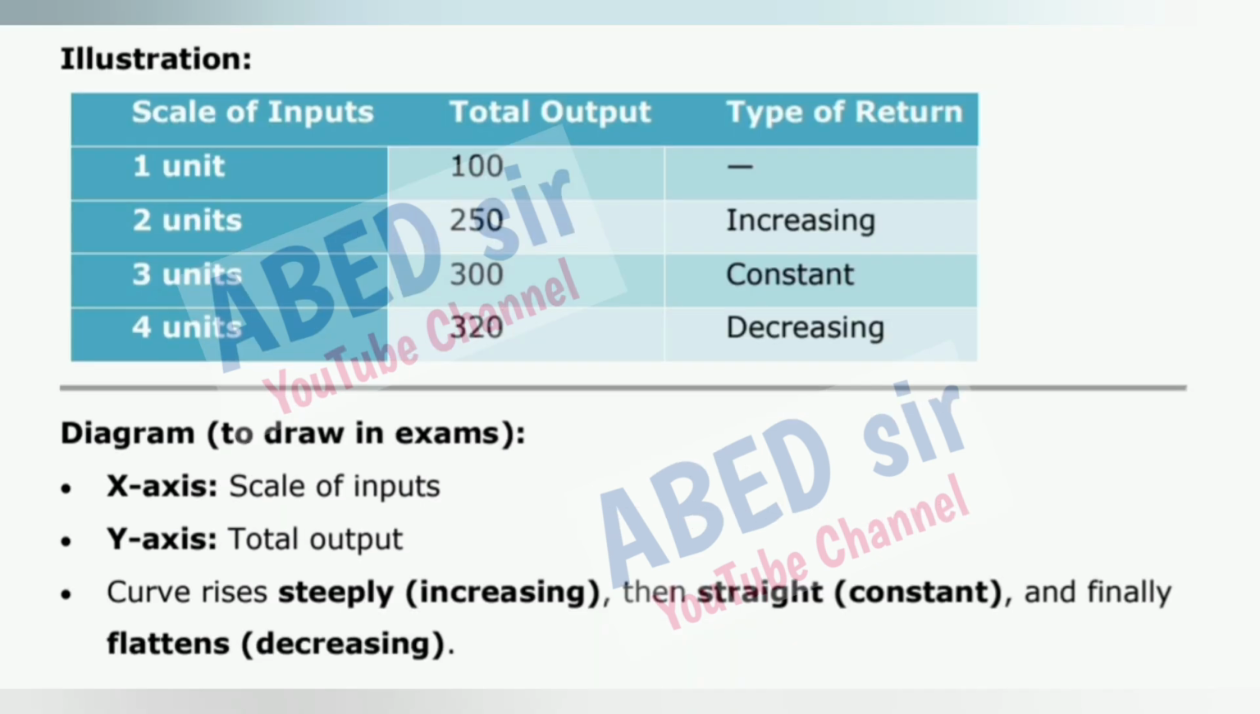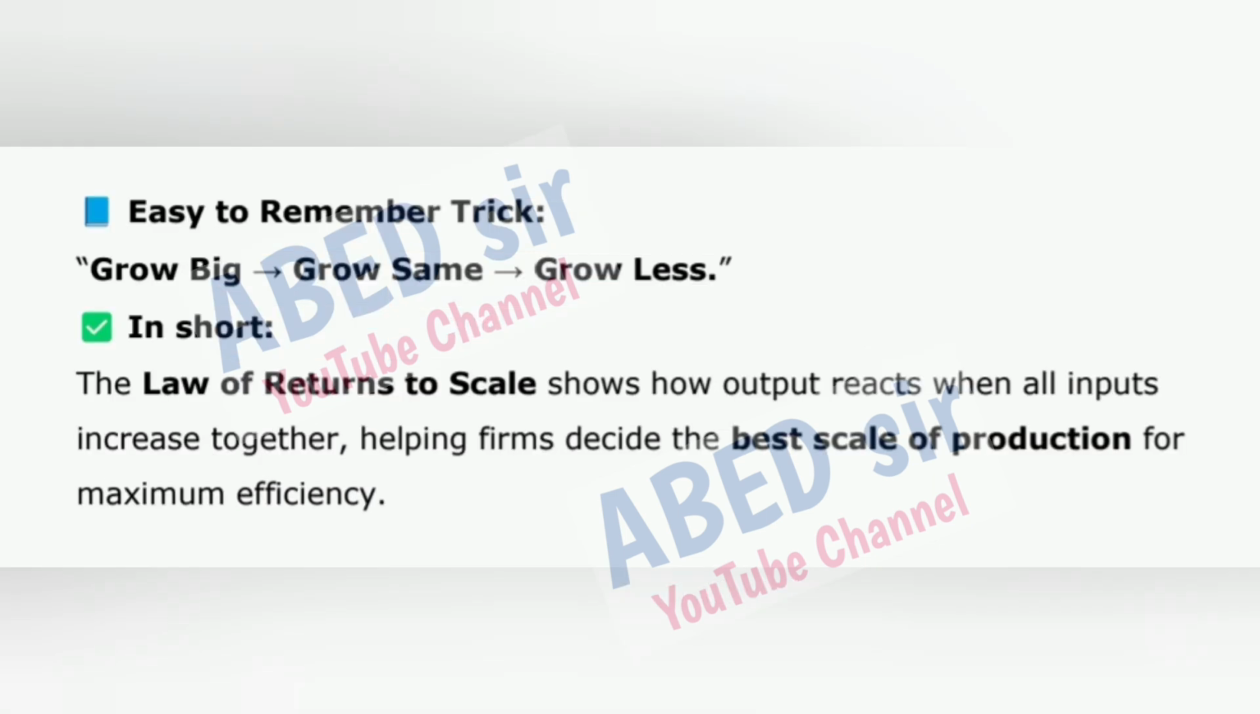Illustration. Scale of inputs, total output, type of return: 1 unit, 100; 2 units, 250, increasing; 3 units, 300, constant; 4 units, 320, decreasing. Diagram to draw in exams. X-axis, scale of inputs. Y-axis, total output. Curve rises steeply, increasing, then straight, constant, and finally flattens, decreasing. Easy to remember trick: grow big, grow same, grow less.